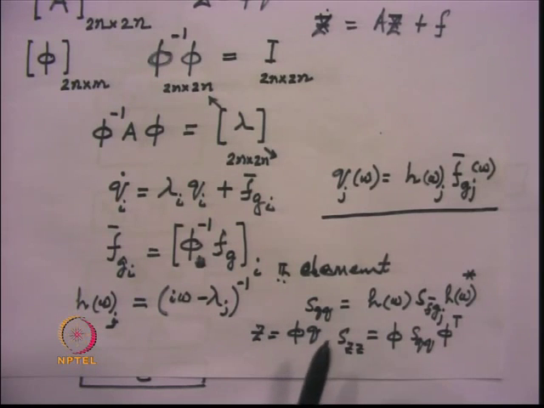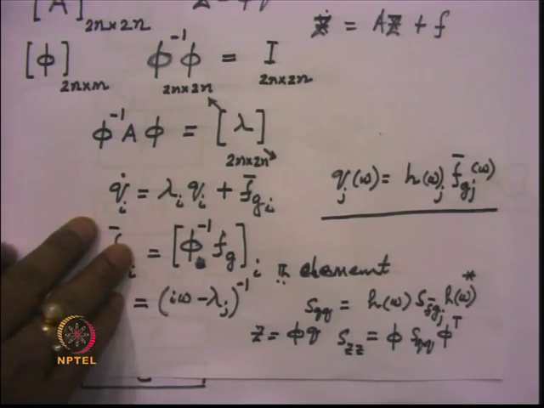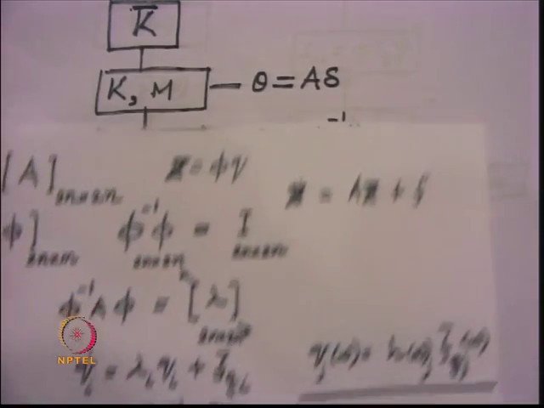And one can obtain the S_QiQj by simply taking the ith mode for this frequency response function and the jth mode for this frequency response function, for which we are obtaining the complex conjugate. So that is how all the elements of the S_QQ matrix that is written over here can be obtained. And once we know the S_QQ matrix, then one can obtain the S_ZZ matrix by simply pre and post multiplying S_QQ by the mode shapes and the transpose of the mode shapes. So that is how one can also obtain a modal spectral analysis using the state space formulation.